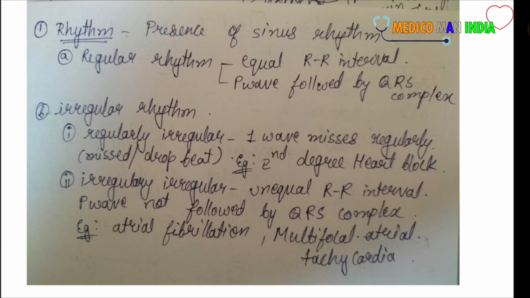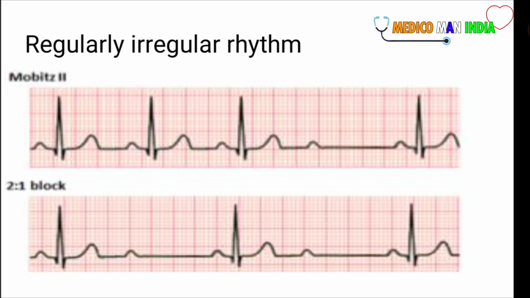Irregular rhythm is divided into regularly irregular and irregularly irregular. First, regularly irregular. It is said when one wave is missed regularly, that is known as a missed beat or drop beat. Okay, it is seen in second degree heart block. Here is a graph of a regularly irregular rhythm.